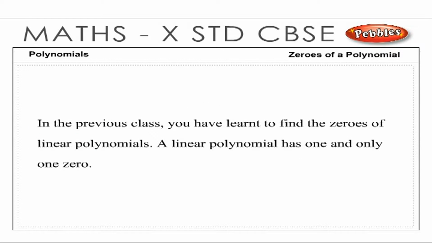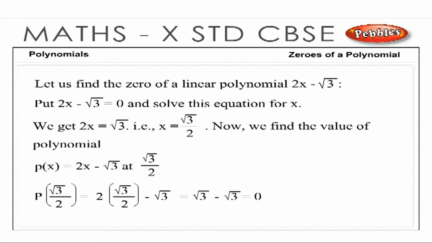In the previous class, you have learned to find the zeros of linear polynomials. A linear polynomial has one and only one zero. Let us find the zero of the linear polynomial 2x minus root 3. Put 2x minus root 3 equal to 0 and solve this equation for x. We get 2x is equal to root 3, that is, x is equal to root 3 by 2. Now, we find the value of the polynomial p of x equals 2x minus root 3 at root 3 by 2.